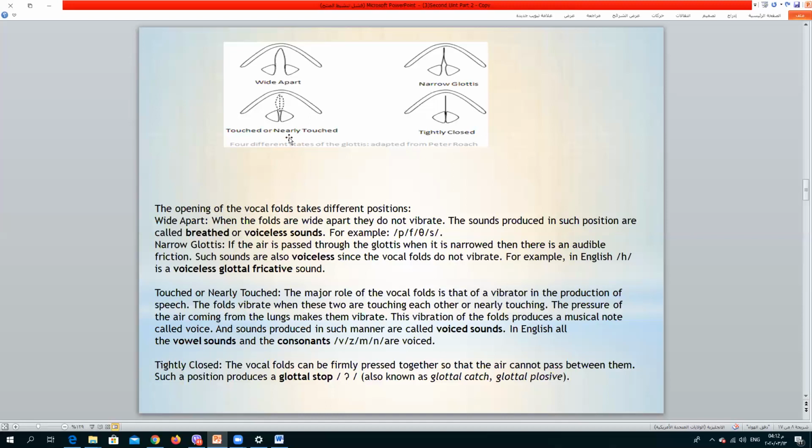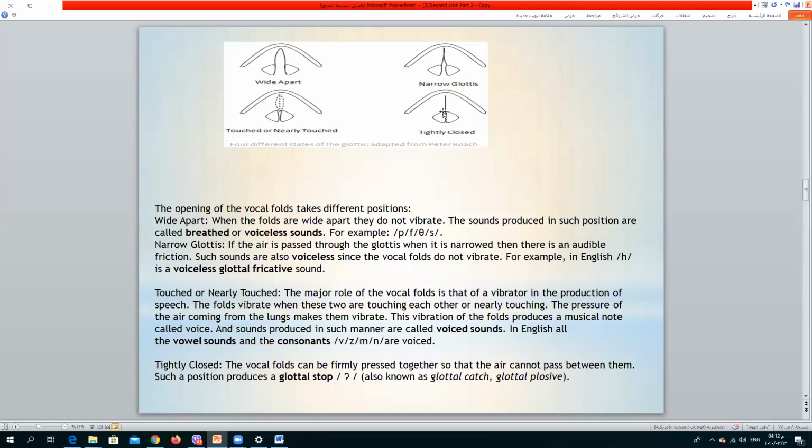So when these folds are touching each other, they cause voice. That's why the sounds that are produced in this manner are called voiced sounds. And as we know, all vowel sounds are voiced, and some consonants are also voiced, like ve, ze, me, ne, are voiced too. The last and fourth phase is tightly closed.